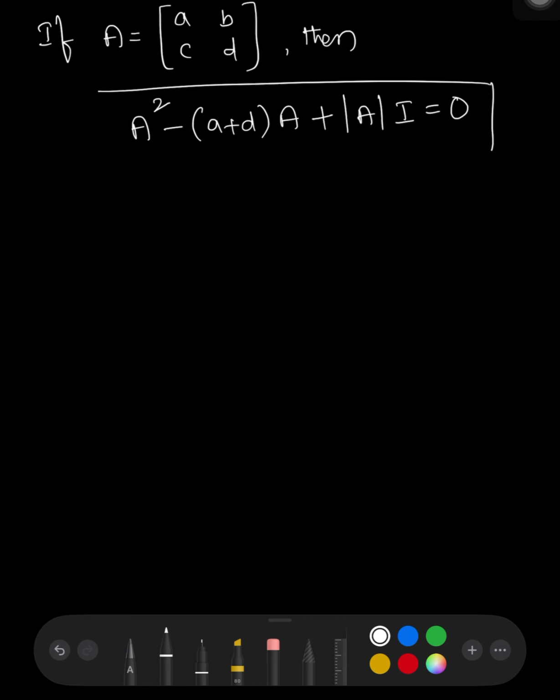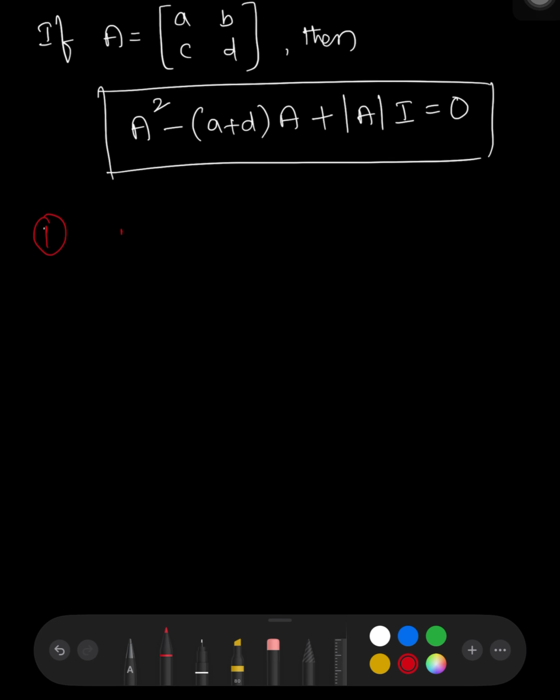So this is a very useful equation. If A equals a 2 by 2 matrix [a b; c d], then A square minus (a plus d) into A plus det A into I equals 0. Now, coming to the questions, how will they ask questions in the KCET exam.